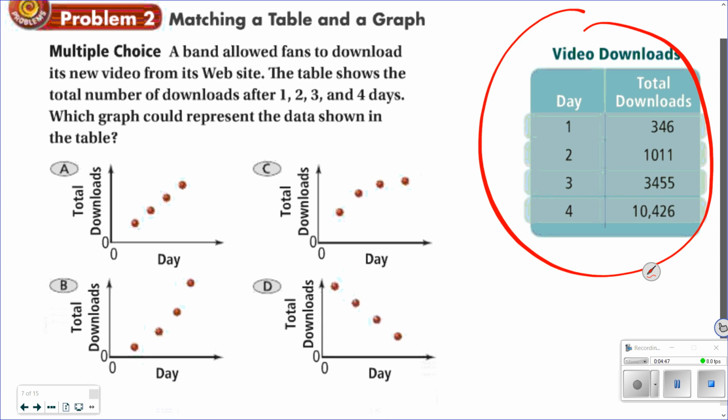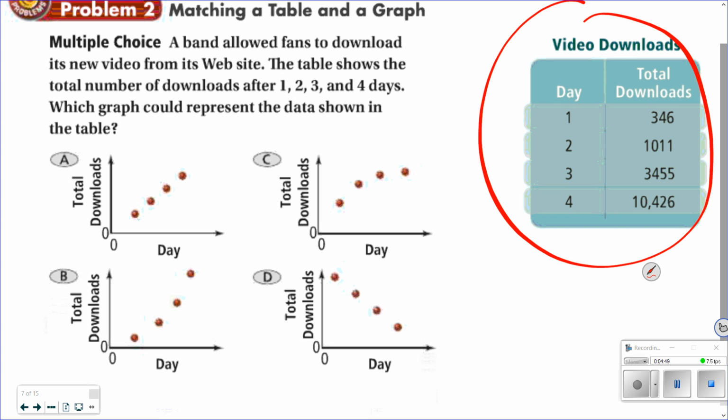We want to see which one of those graphs fits that. So at day 1, there's 346. Day 2, there's 1,000, so that went up by about 700. Day 3, it's all the way up to 3,400. That went up almost 2,000, 2,500, then it goes up even more after that.